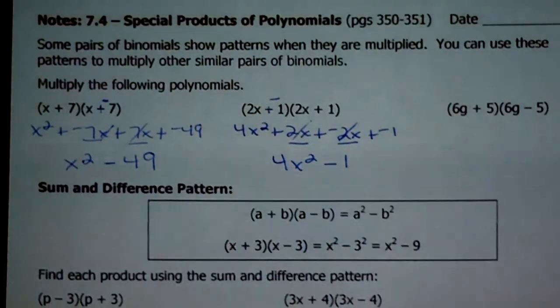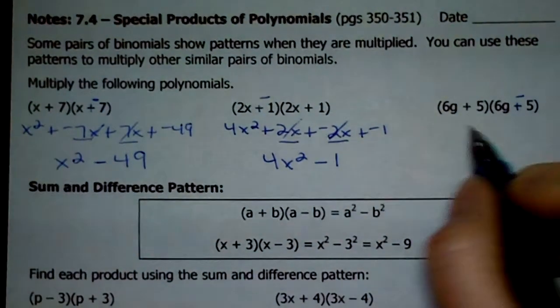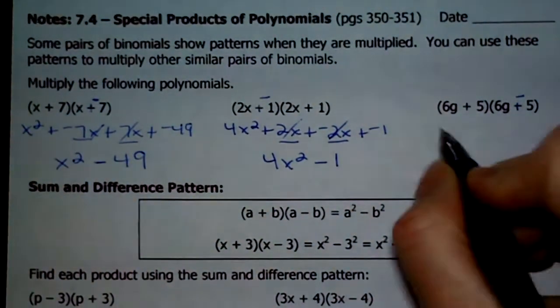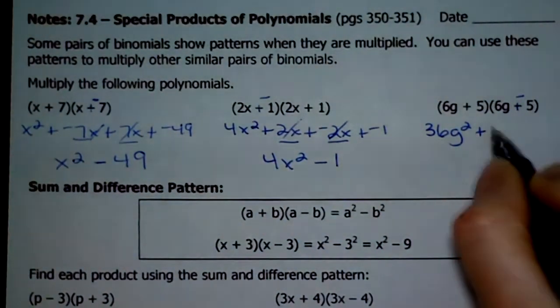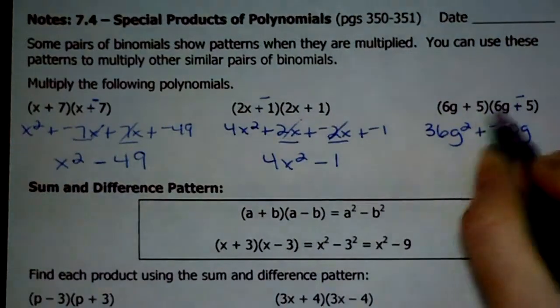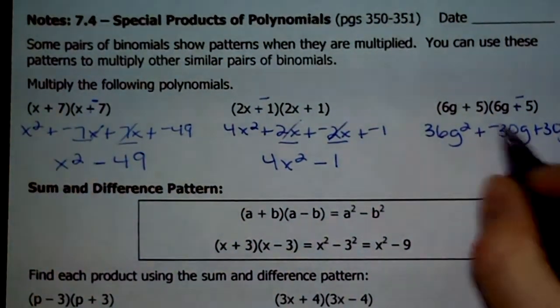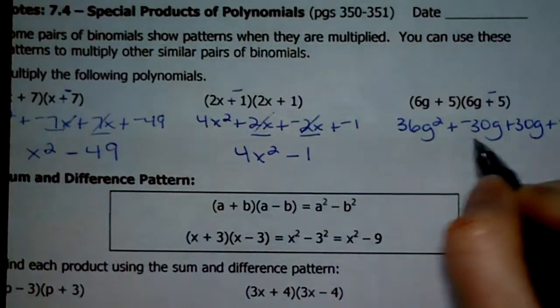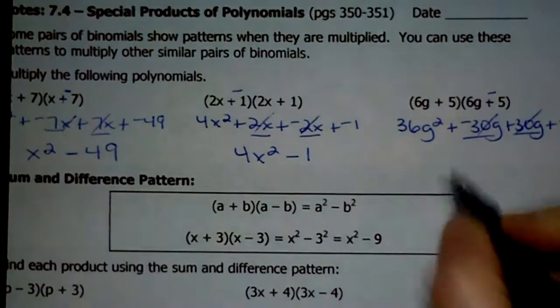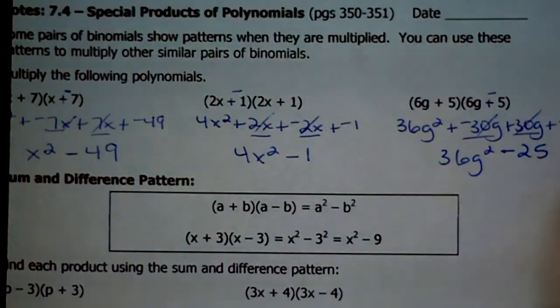And last but not least, maybe you're already seeing the pattern. You're like, come on, just humor me. We'll add the opposite. 6g multiplied by 6g is 36g squared. 6g times negative 5 is negative 30g. 5 times 6g is a positive 30g. And 5 times negative 5, yep, that's negative 25. Combine our like terms, and we end up with 36g squared minus 25, or plus negative 25. That means the same exact thing.